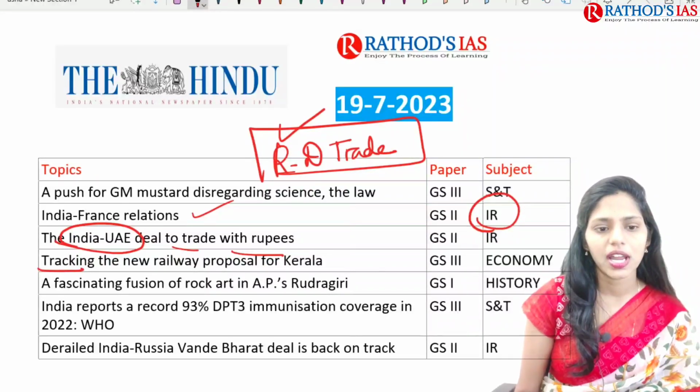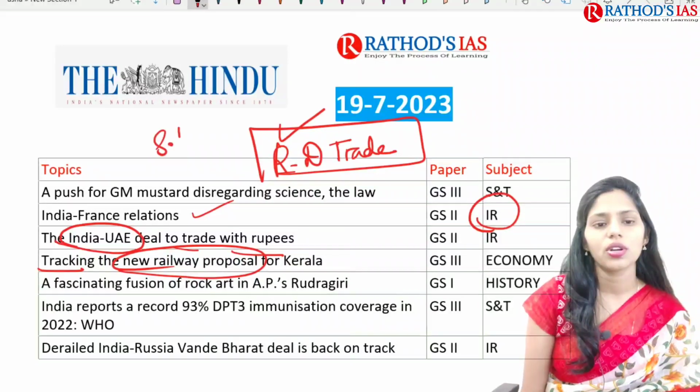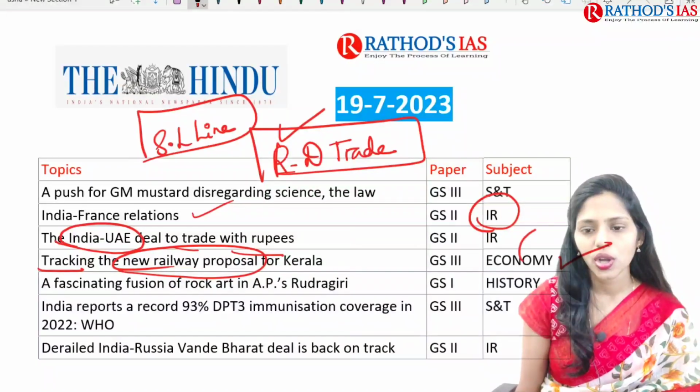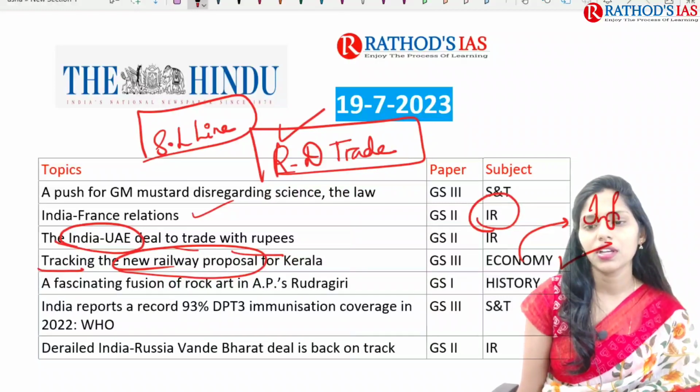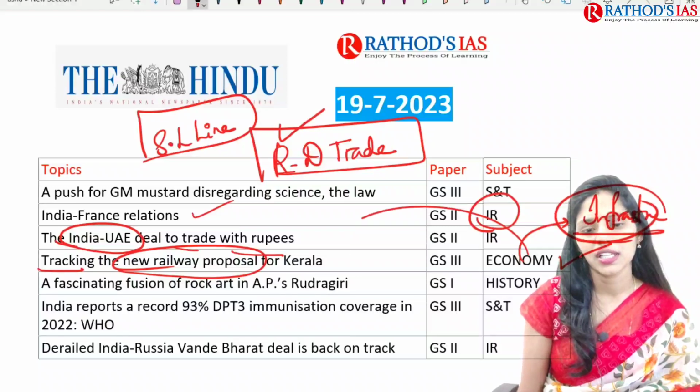And the next topic is tracking the new railway proposal for Kerala. This article is talking about the Silver Line project. This article is important from your economy. In economy, you will have a topic called infrastructure, so from that point of view, this article is important.